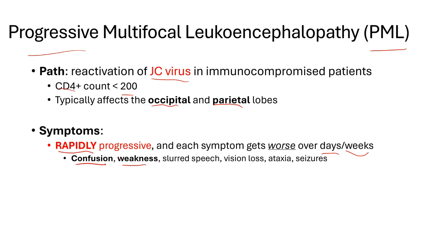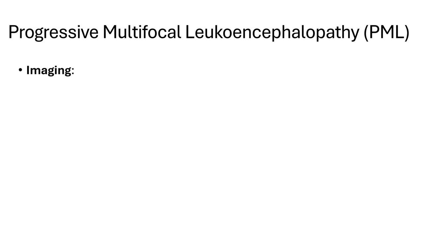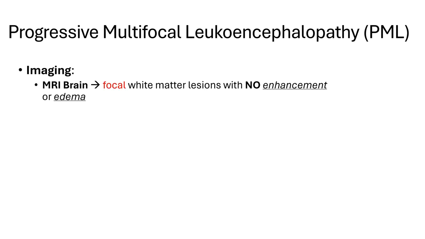You can also see things like dysarthria, dysphagia, vision changes, ataxia or imbalance. Even seizures can sometimes be seen. But the big takeaway is that this is rapidly progressive. Now, for imaging purposes, we typically require an MRI brain. And with this, we see a very unique presentation. We see focal white matter lesions with no enhancement or edema.